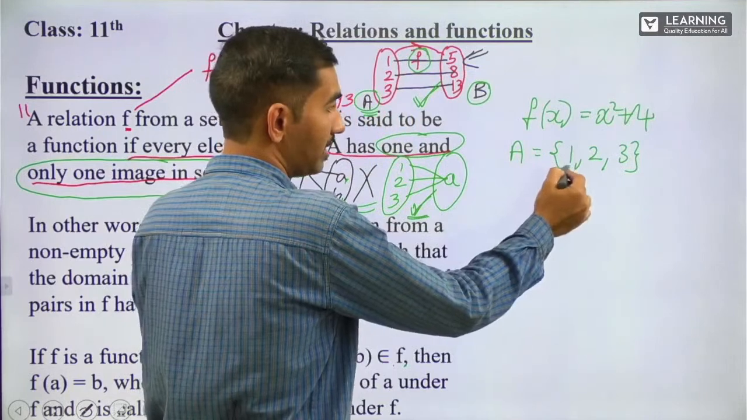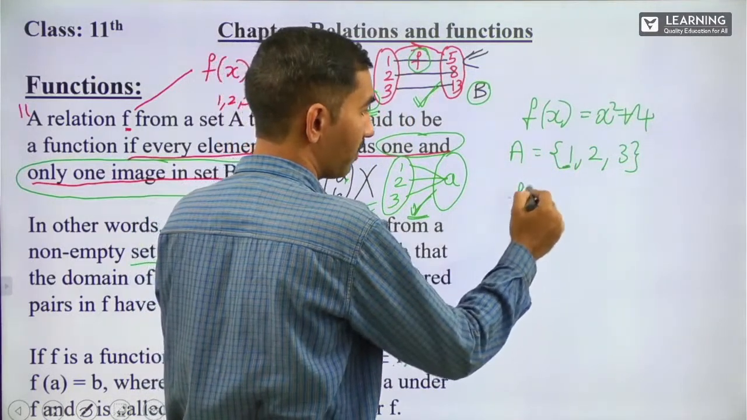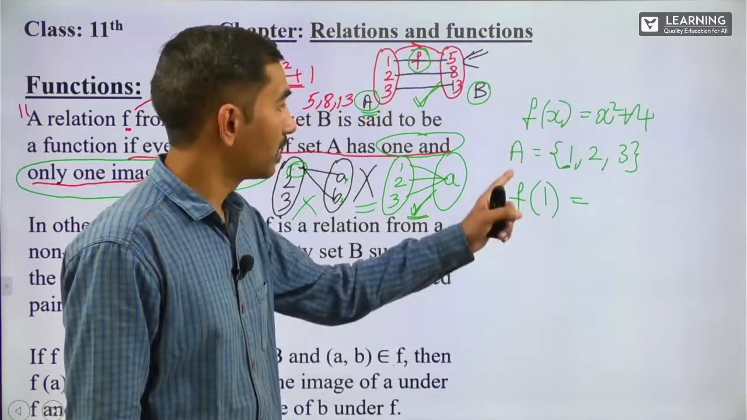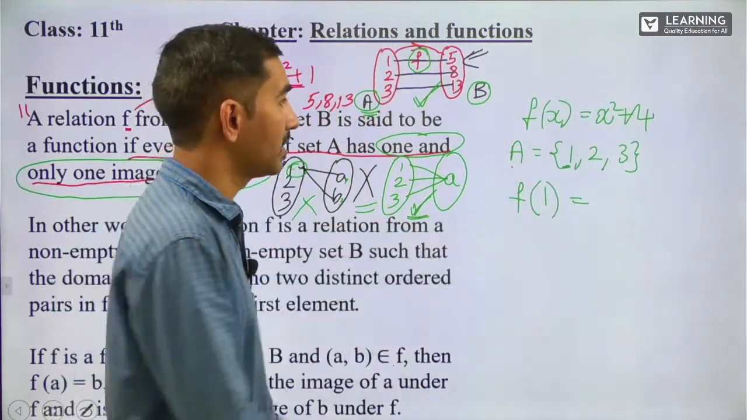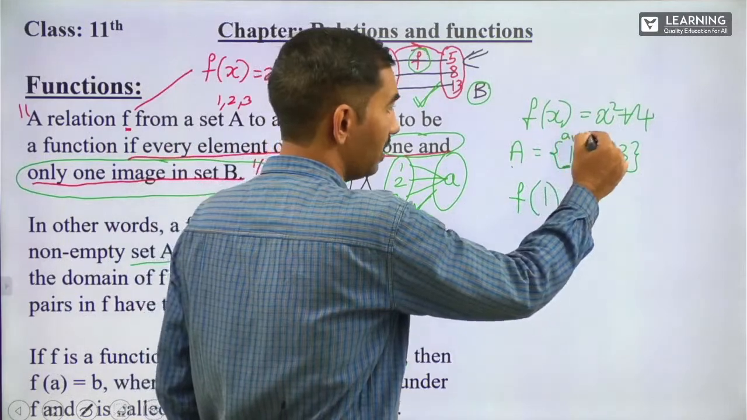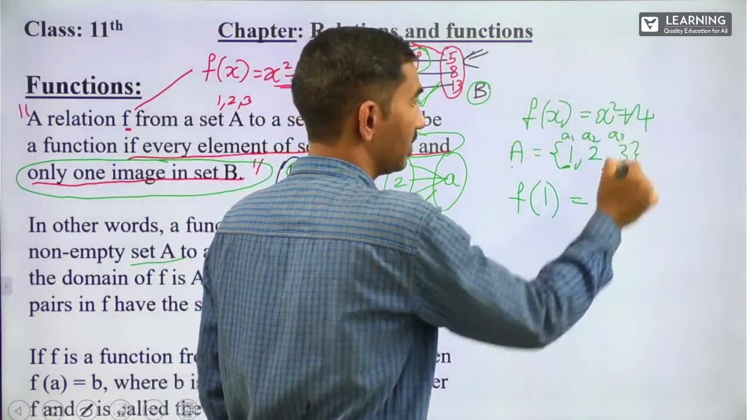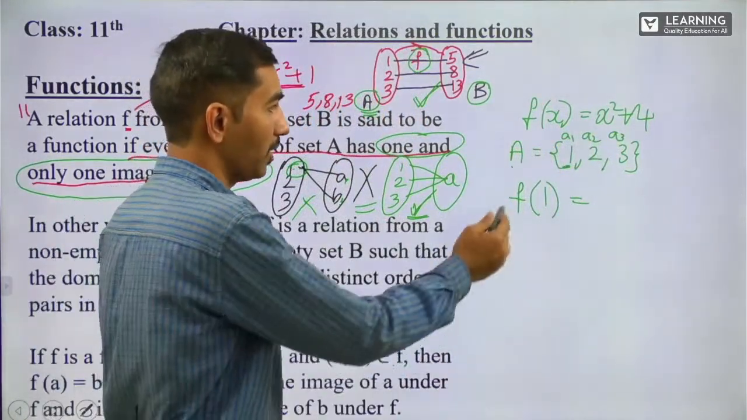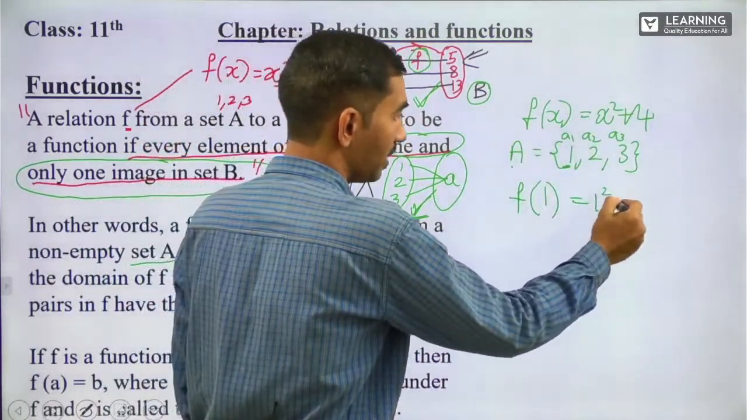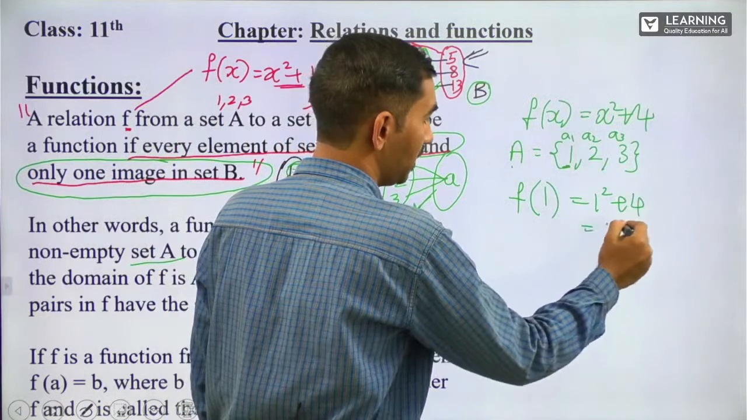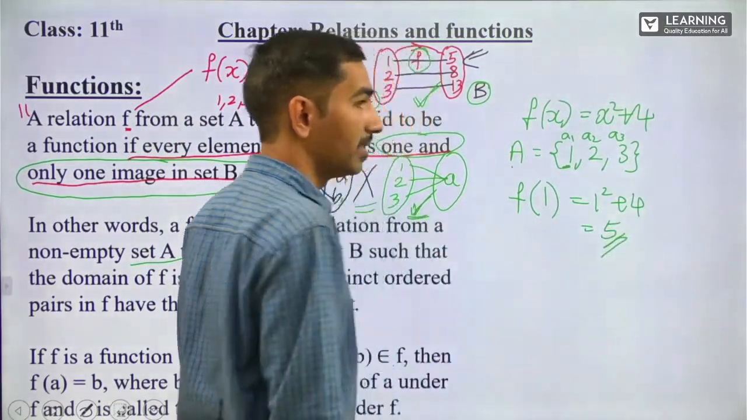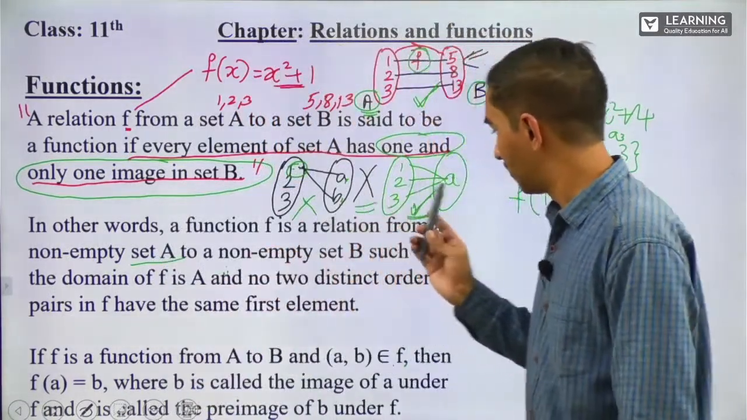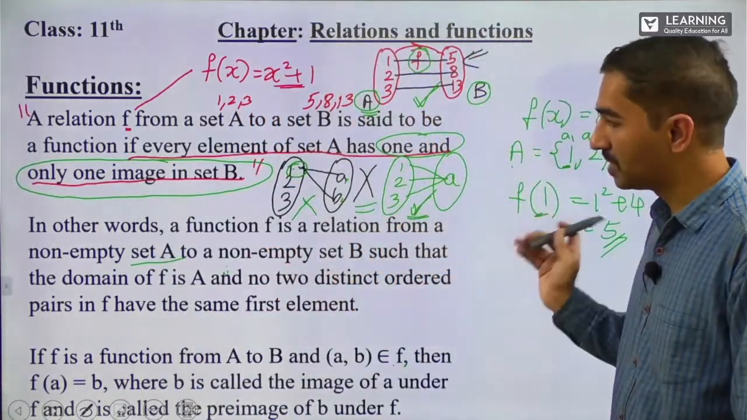Now let us take this element. So f of 1, correct? So capital set A, and these elements are called as what? These elements are A1, A2, A3. So a belongs to set A, like that. Okay, so f of 1 will be equal to 1 square plus 4, so that will be equal to 5. So f of a is equal to b, correct? So see here, f of a is equal to b is equal to 5.